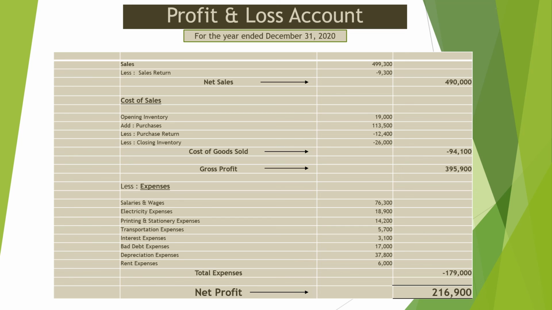In our case, sale is greater than cost of sale, resulting in a gross profit of $395,900. Then all expenses are deducted from gross profit to obtain net profit, which is $216,900. This profit will be transferred to the balance sheet on the capital side, as capital will be increased with net profit.